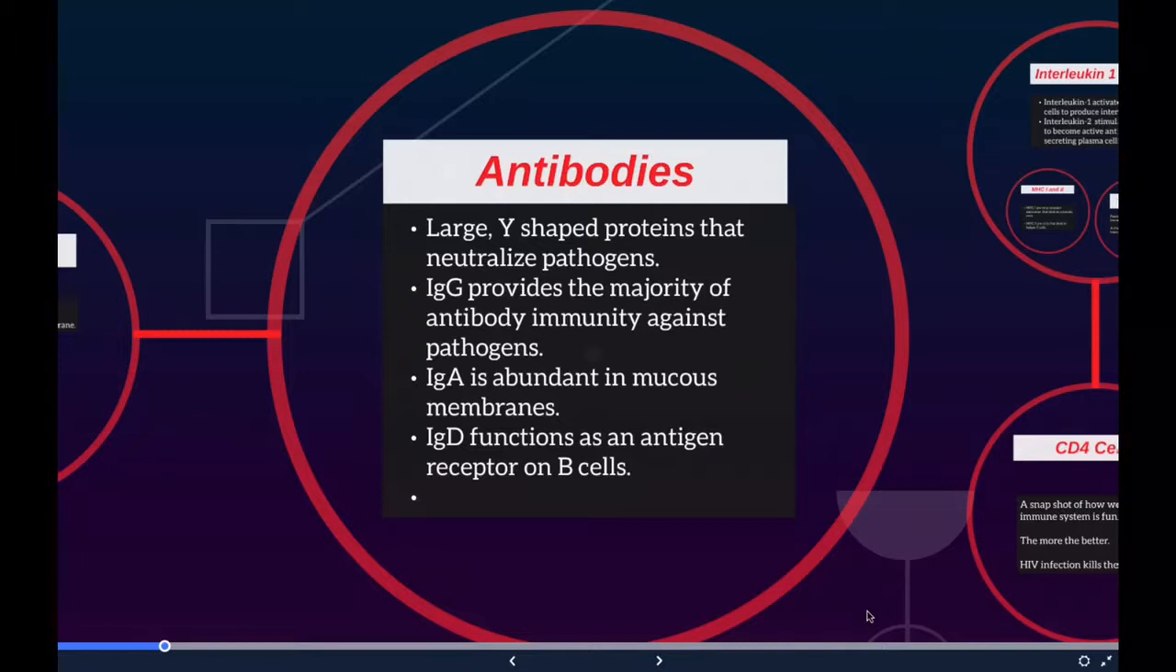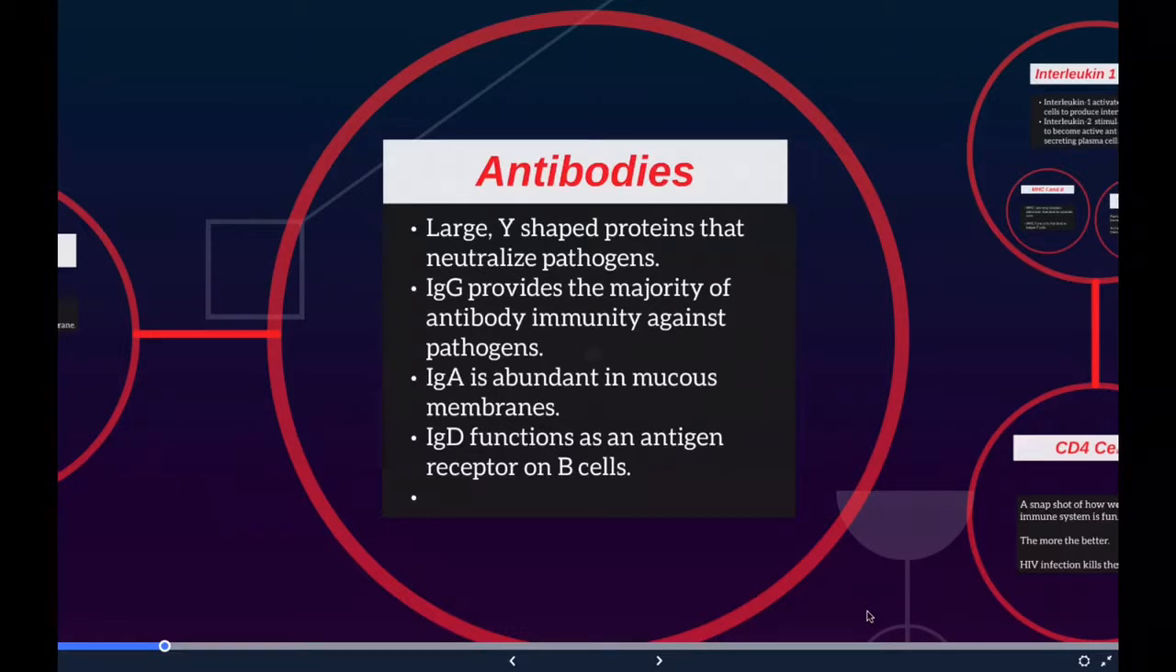An antibody, also known as an immunoglobulin, is a large Y-shaped protein produced mainly by plasma cells that is used by the immune system to neutralize pathogens, such as pathogenic bacteria and viruses. The antibody recognizes a unique molecule of the pathogen called an antigen.